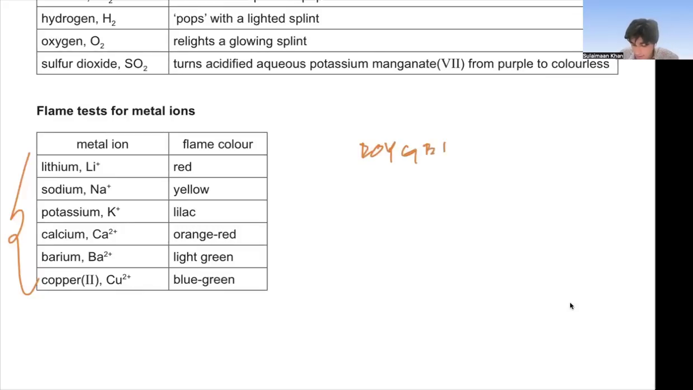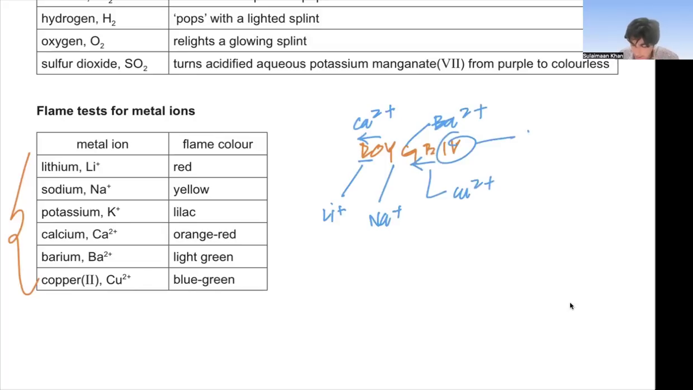In our time, this table wouldn't have been given to us, right? So what I used to do is I used to say, red is lithium ion, then orange red is calcium 2 plus ion, then yellow is sodium ion, light green is my barium 2 plus ion, and then blue green right here is my copper 2 plus ion, and then obviously you have your potassium ion as the lilac color. So it's literally the spectrum. This is how I remembered it during my time, but you're going to be given this table.